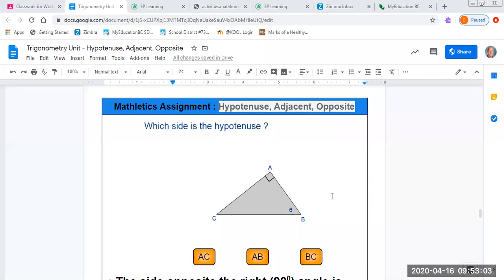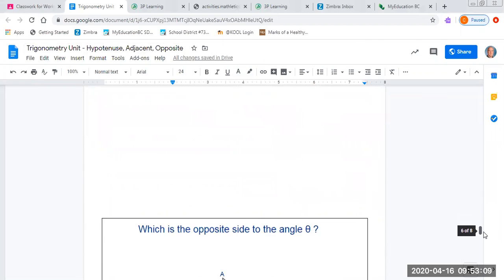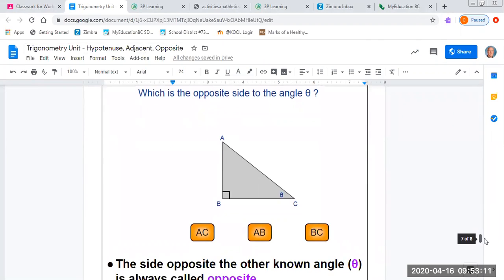Now, the next question says, which is the opposite side to the angle theta? This one requires us to look at the angle theta, and that's this angle here. Remember that the opposite is the side directly across from this angle. So in this case, that would be side AB, and this would be our answer here.